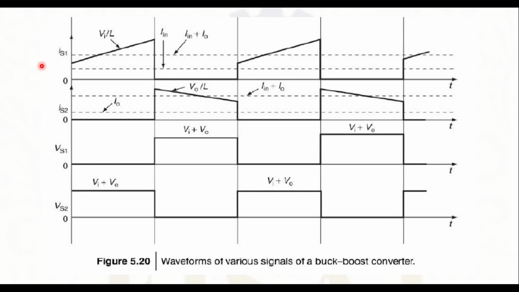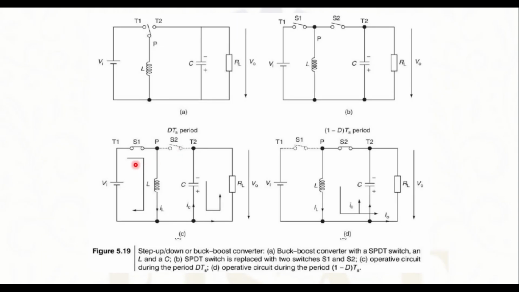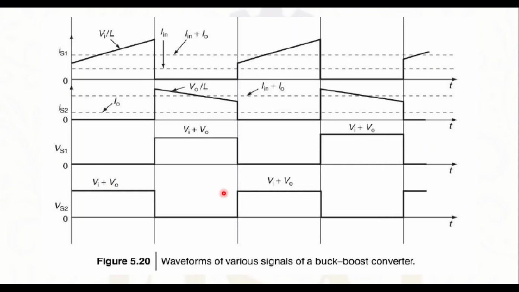In this figure, it is clear that during D into Ts time, the voltage across S1 is less because it is closed. That is, during D into Ts time, this S1 is closed. Therefore, there is no voltage drop across this. But across this S2, the total voltage drop will be Vi plus Vo.